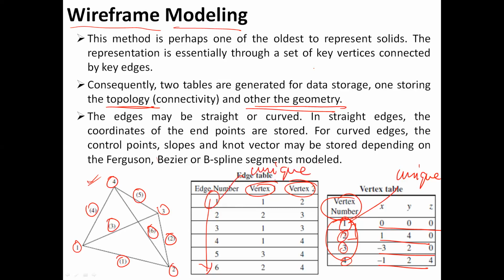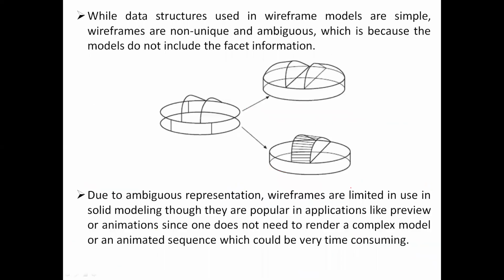Hence, for any type of surface, whether it is a straight edge or a curved edge or a surface developing out of a Ferguson curve or a B-spline curve or a Bezier curve, all the points are going to be denoted in terms of the vertex. So that is the simplicity of this process. But as simple as it is, there is a very big problem with wireframe modeling: the non-uniqueness and ambiguity of visualization.